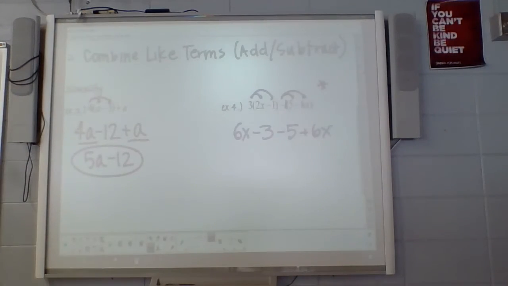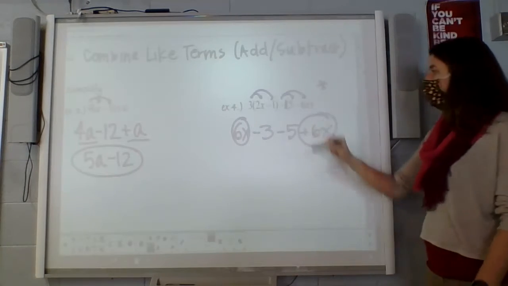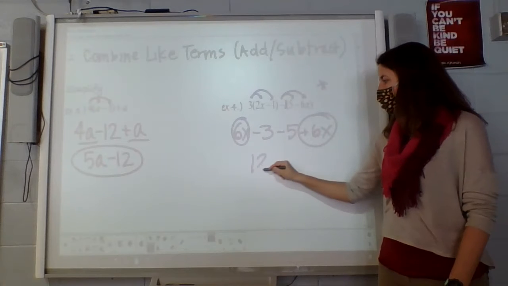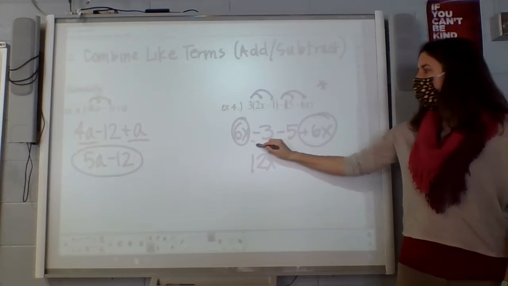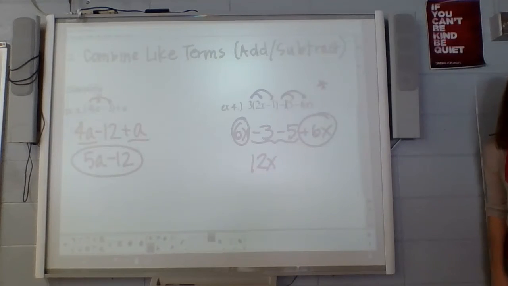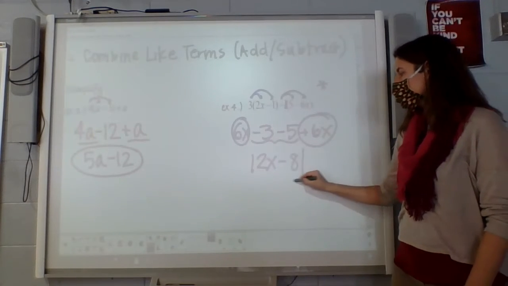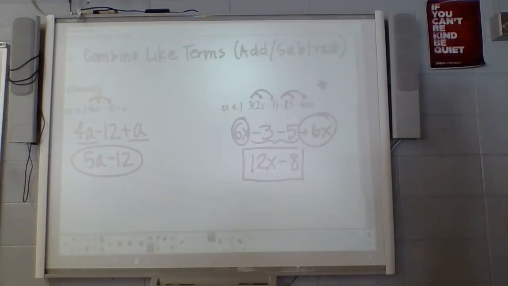Now we're ready to combine like terms. What do you want to put together? 6x and 6x, and they're both positive. So 6 plus 6 is 12x. And then these two in the middle are alike. Negative and negative. Very good. Down 3, down 5 more. We've lost a total of 8. And you can write plus a negative if you prefer.